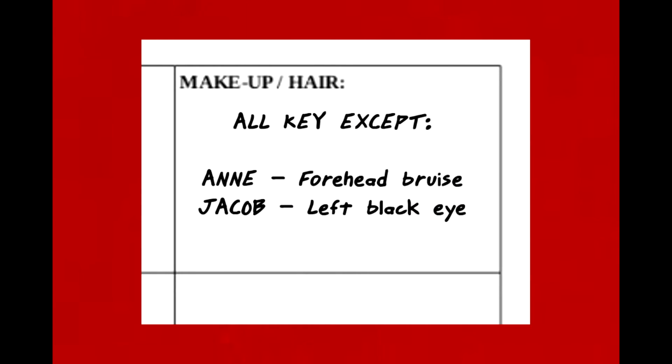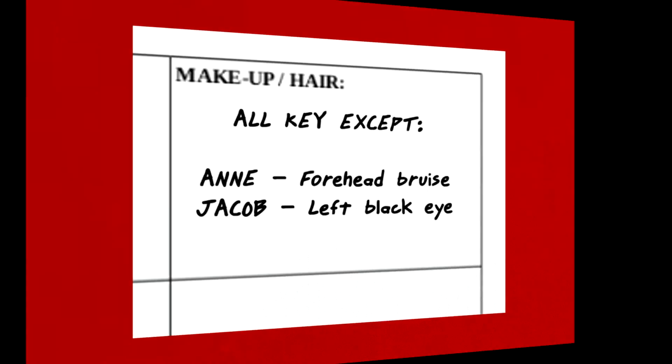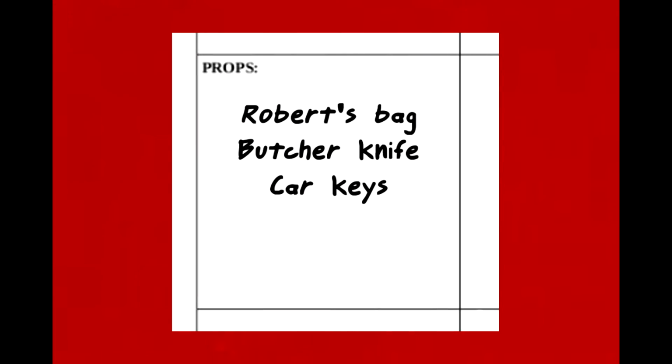Makeup and hair notes are usually easy unless you have something that was added during the course of the film. For example, here I have Anne with a forehead bruise, which was given to her in an earlier scene. Same goes with Jacob's left black eye. If there aren't any special makeup notes, just all key usually does the trick. Props.